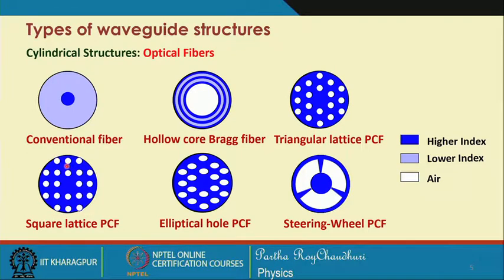square lattice photonic crystal fiber, you have this waveguide fiber guide, which is made up of elliptical air holes running along the length of the optical fiber. There are a variety of optical fibers of this kind, which are in general called microstructured optical fibers. You have a star wheel type, where most of the cladding region is air, only a strand of silica core is suspended inside the fiber. So, there are a variety of optical waveguides.